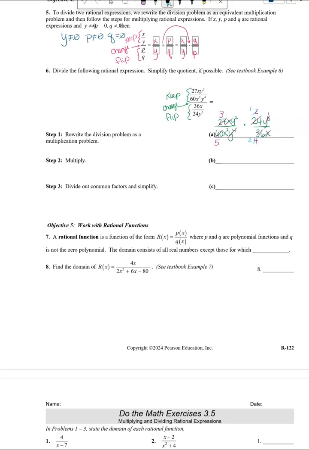So now let's write down what we have. 3 times 1 is going to be 3, and then it's going to be y squared. And then 5x squared, and that's going to be 1 times y, which is just y, and then over 2. Now we can do our multiplication and be done. So 3y squared times y gives us 3y cubed, and then 5 times 2 is 10x squared. And there we're done.